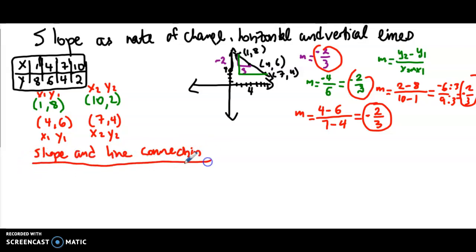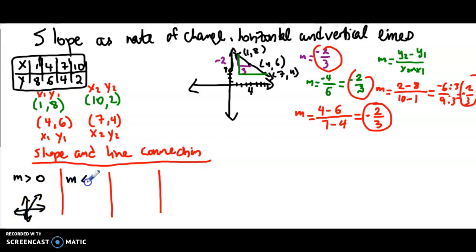So when it comes to slope, we have 4 different cases. We can have the slope to be positive. If the slope is positive, we expect the line from left to right, we always talk about lines from left to right, to be increasing. So the line would be something like this, increasing.